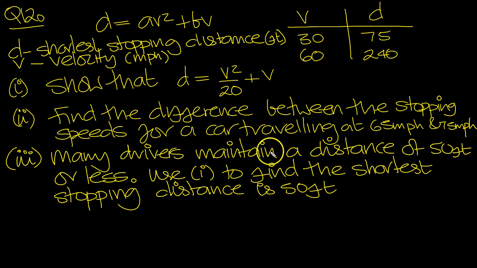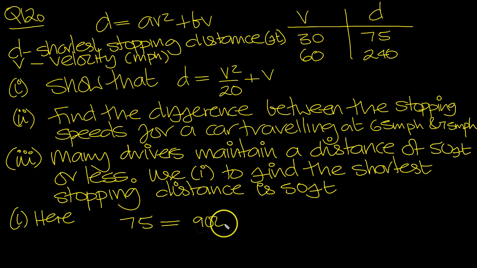Right, let's have a look at this then. Part 1, show that d is equal to this. We've got these two pieces of input into this formula. So let's put them in. So d is 75, is equal to av squared. V is 30. 30 squared is 900. So that's 900a plus v30b. That's our first piece of information.